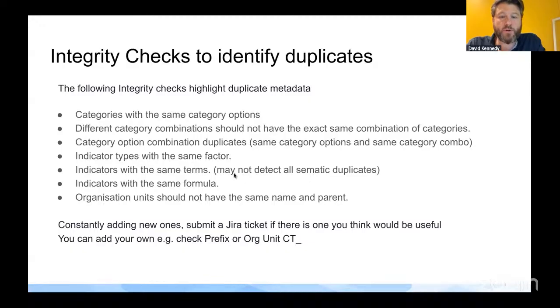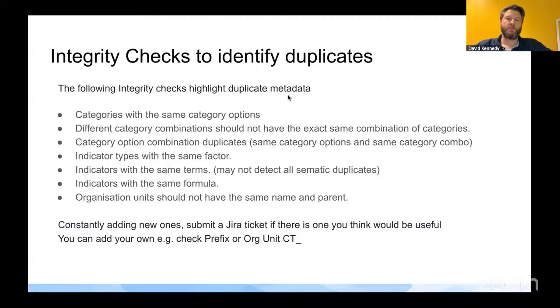Indicators with the same terms is when it's detecting that there are exactly the same terms in the formula, even if they're not in the right order. So if it's A plus B or B plus A, it will still detect it, but it's not super clever. So if you had 2A plus 2B divided by 2 and A plus B, it might not pick up that as being exactly the same formula, but it's a good start. Indicators with the same formulas, that's one we saw before. That's when it does have exactly the same formula.